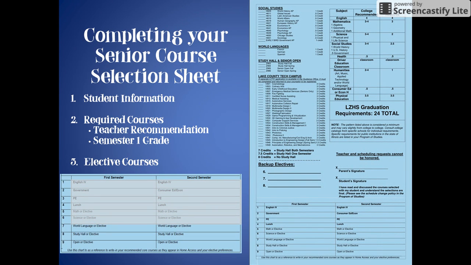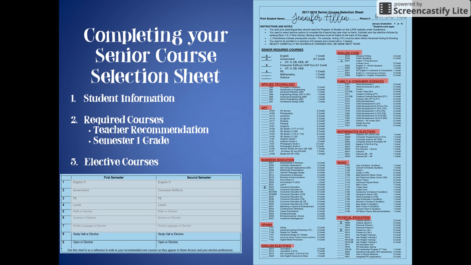If you are planning on taking a world language, on the back, you'll want to mark that so your counselor knows that you intend on continuing a language. If you're planning on taking a study hall and or open, you will also want to mark that on your sheet. We have students rank them rather than mark X's so we know what is most important to you for your schedule.